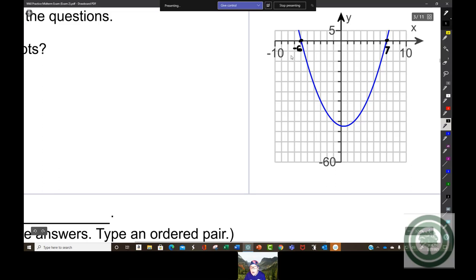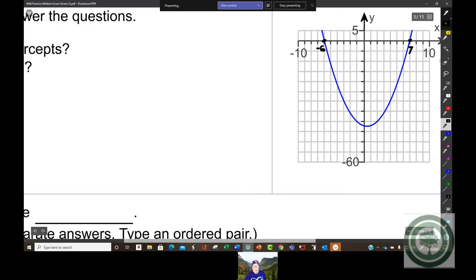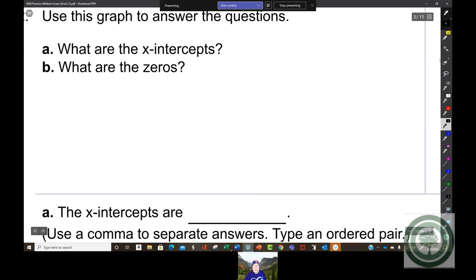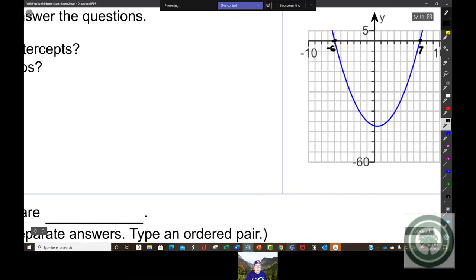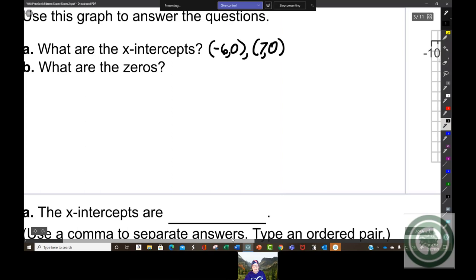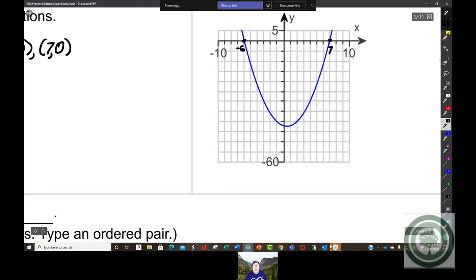Okay, so now I can answer the questions. What are the x-intercepts? The x-intercepts are negative 6, comma 0, and 7, comma 0. Those are the x-intercepts. Incidentally, you're not asked for it, but the y-intercept is right here, and we would have to guess at it. So that's probably why they didn't ask.